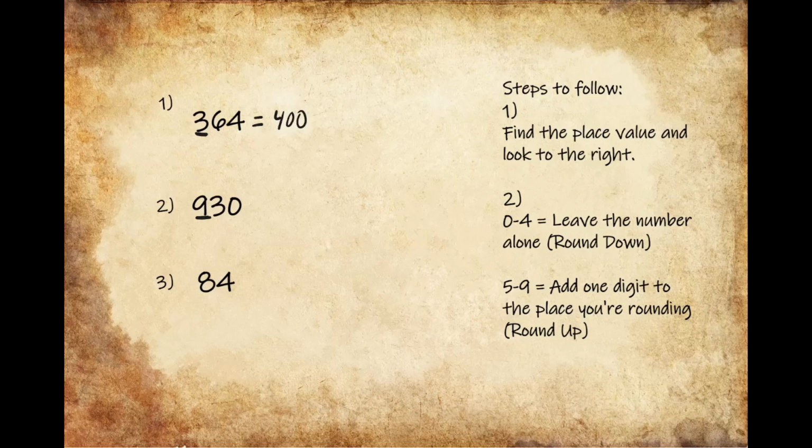The next step is to look at the digit to the right of the digit that we're looking to round. And we can see here that that's a 3. And we know that since the 3 lies between 0 and 4, we're going to leave the number alone or we're going to round down. So when we're rounding 930 to the nearest hundreds, we're going to round that answer down to 900.